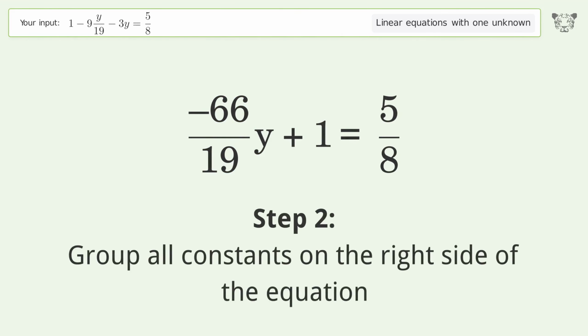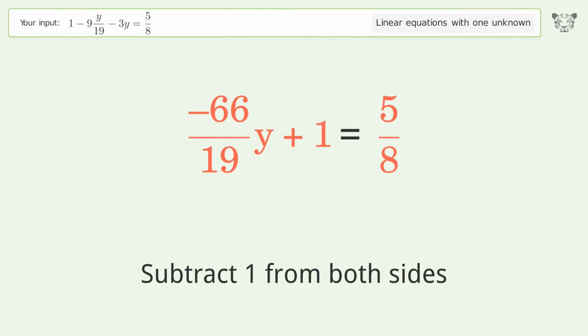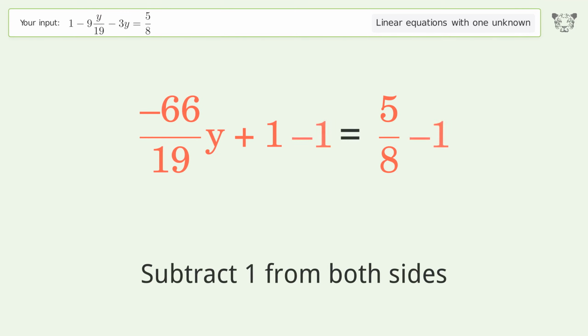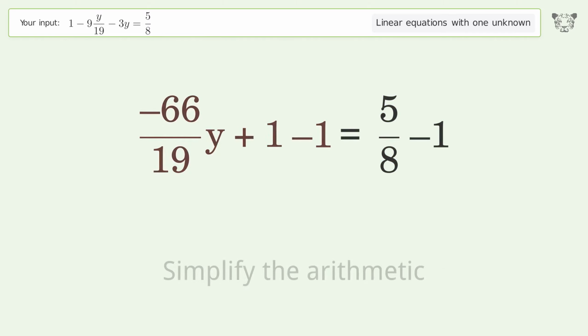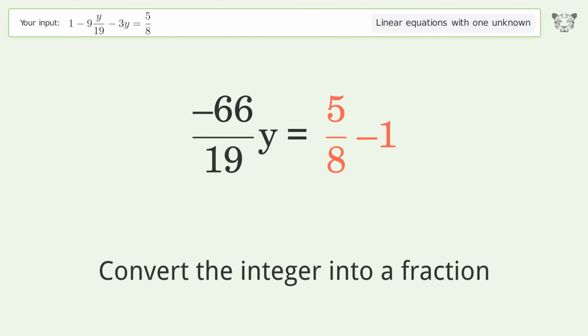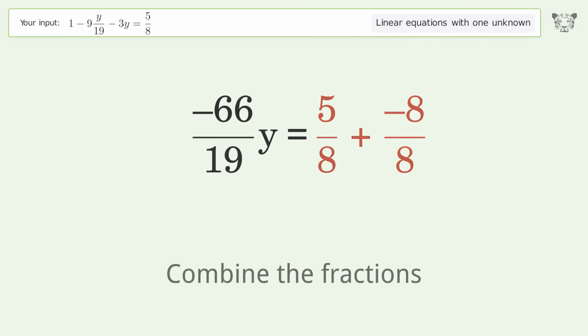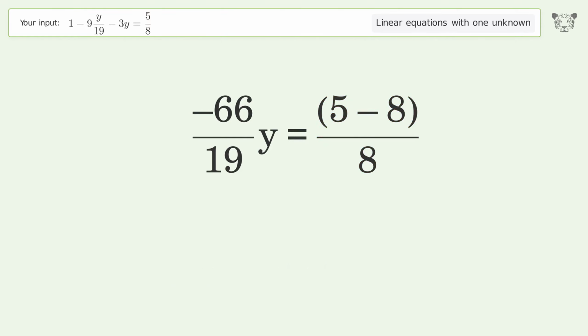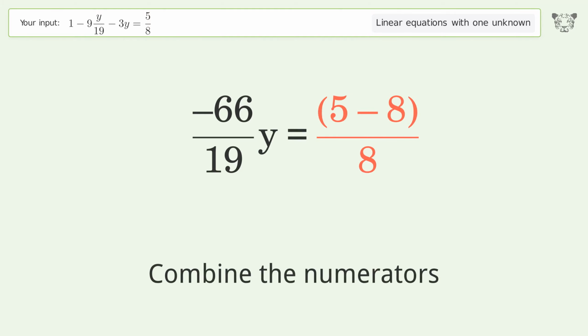Group all constants on the right side of the equation. Subtract 1 from both sides. Simplify the arithmetic. Convert the integer into a fraction. Combine the fractions. Combine the numerators.